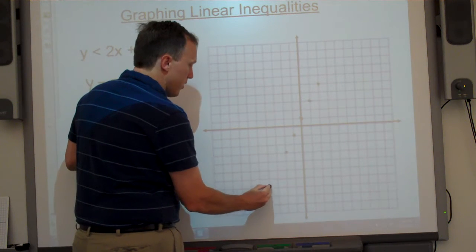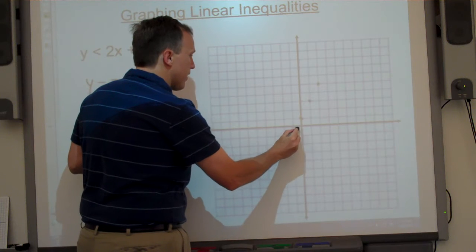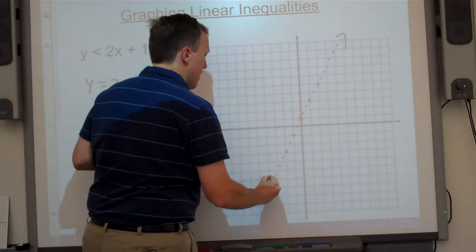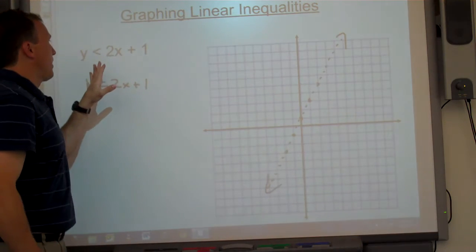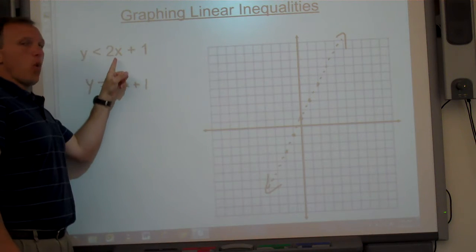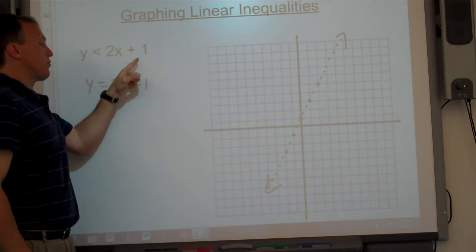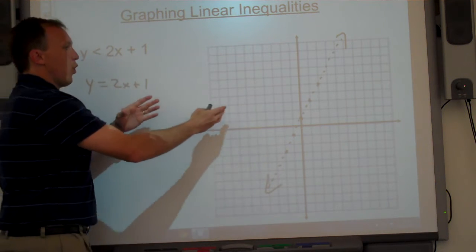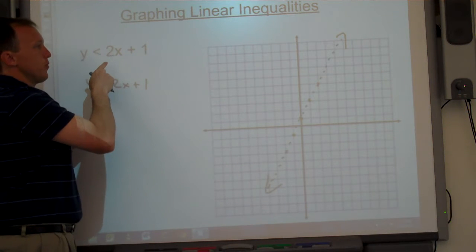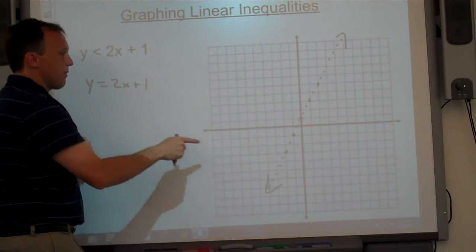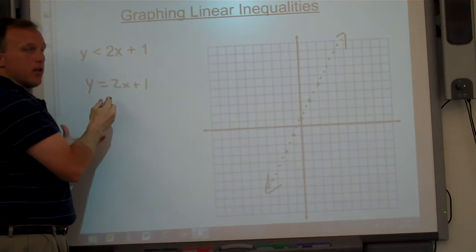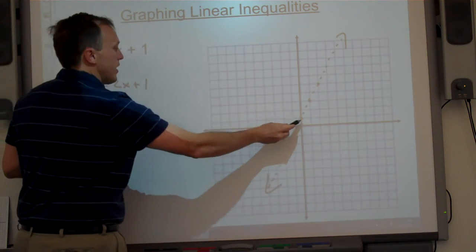Okay? But what I'm going to do here is, in this case, rather than make it a full regular line, I'm going to make it a dotted line. And the reason is because if we're graphing the linear inequality, y is less than 2x plus 1, what we're ultimately looking for are the values on a coordinate plane that make this true. And if we actually think about the points that we graph to plot this line, they don't actually make it true. For instance, take the y-intercept.